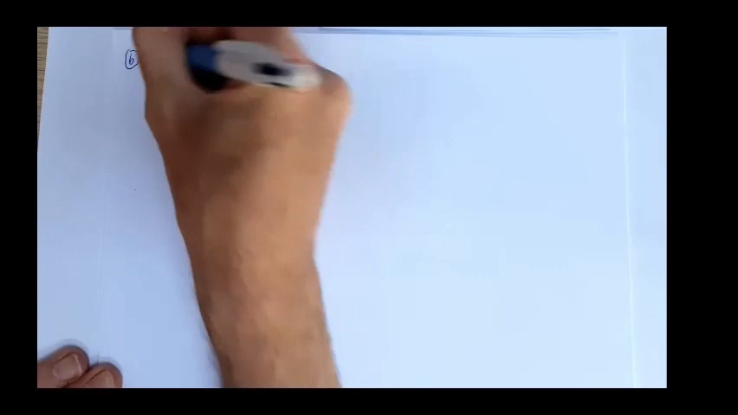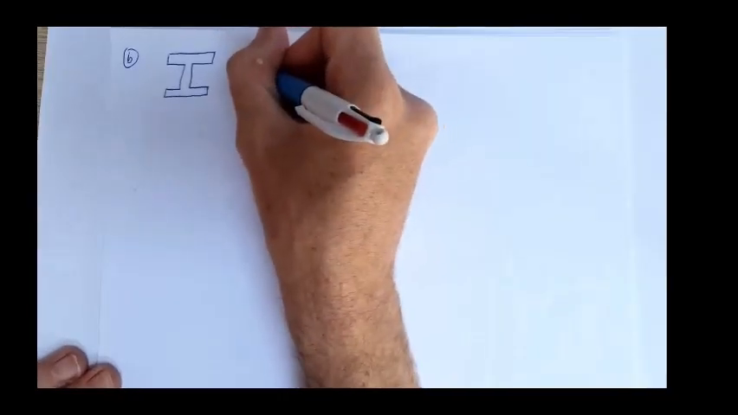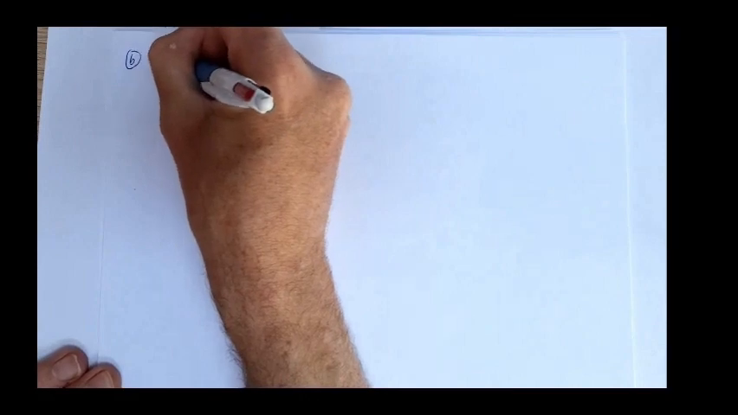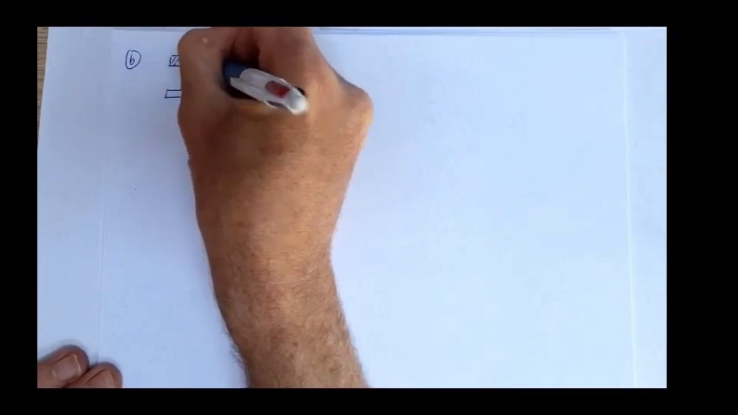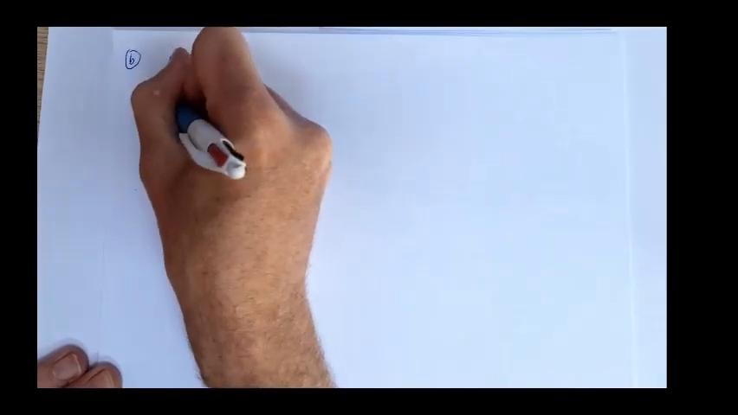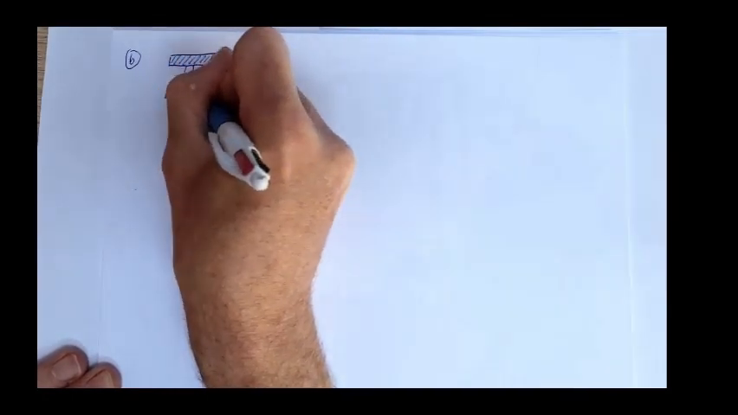And there's my I-beam. That can be considered to be this rectangle at the top, this rectangle in the middle, and this rectangle on the bottom.